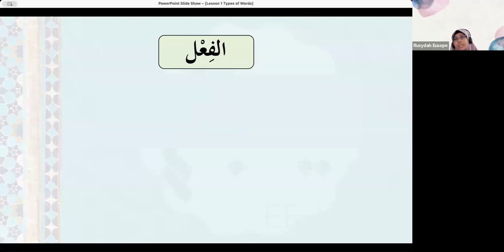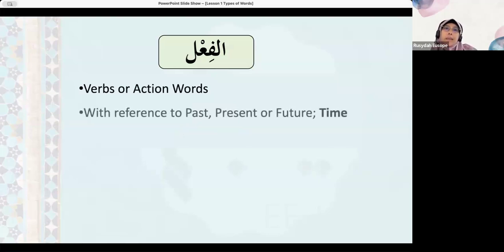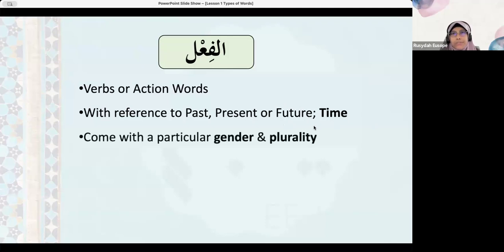So what is fi'l? Fi'l in Arabic, in English, means verbs or action words. It means it is referring to an action with reference to past, present, or future. So fi'l is different from isim. Isim, the word Muhammadun for example, doesn't refer to a specific time, but fi'l usually refers to a specific time. So fi'l will always come in either past tense form, present tense form, or future tense form. It always refers to time. It can also come in imperative verb or command verb form, which does not exist in English. And then it also comes with a particular gender and plurality. So this is also partly what makes Arabic a very concise language.